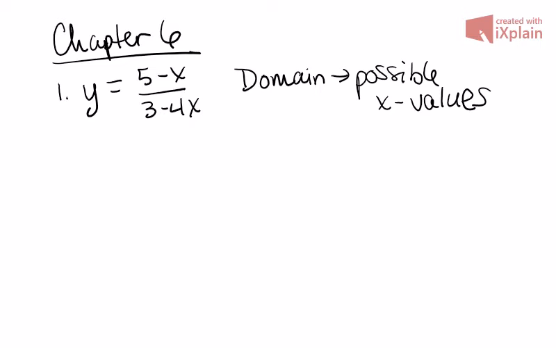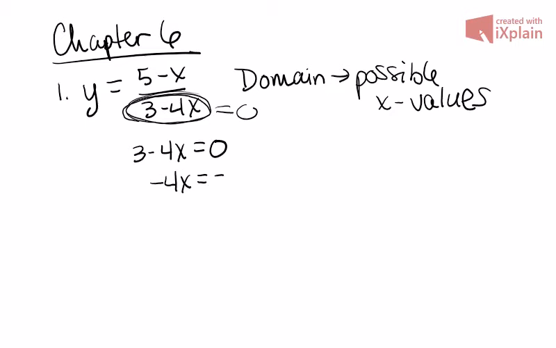The only thing I can't plug in for x is really going to be whatever causes this denominator to equal 0. Top doesn't matter. Plug in whatever you want. If I have 0 on the bottom, though, I get a divide by 0 error. So I just need to solve 3 minus 4x equals 0. Subtract 3 over, so I have negative 4x equals negative 3. Divide, 2 negatives make a positive, so that's where we get 3/4. So really, x can be anything other than 3/4.